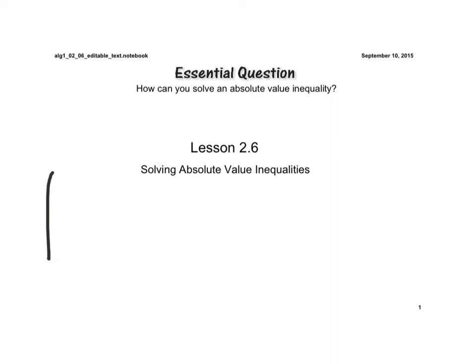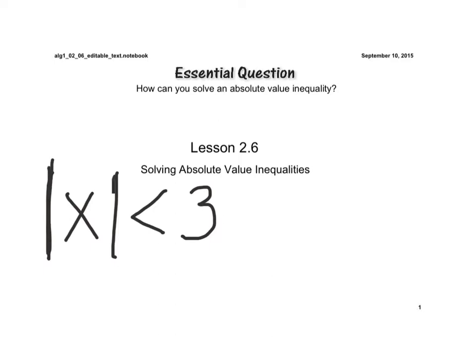If I have just the absolute value of x is less than 3, if we think about what this means, remember these absolute values mean the distance from 0 on a number line. So what this is really asking is what numbers are less than 3 units away from 0 on a number line.